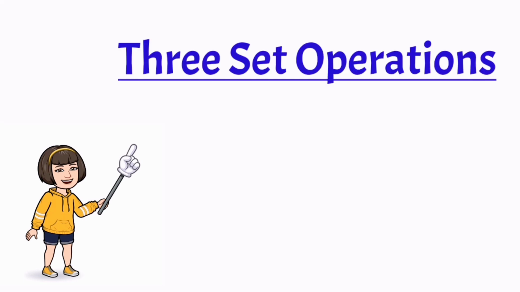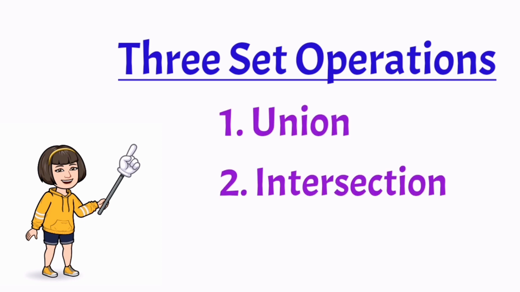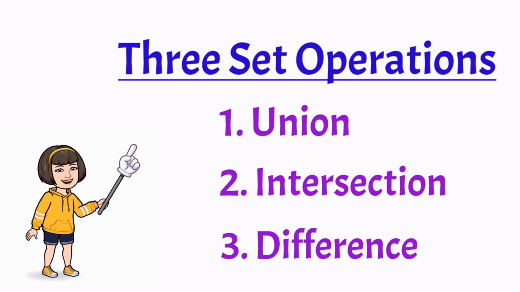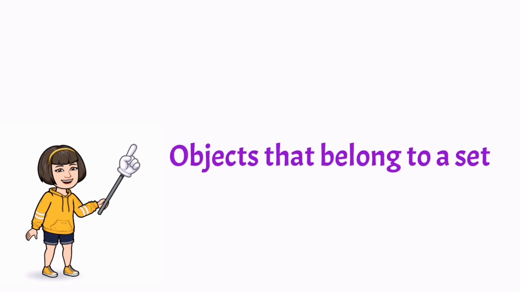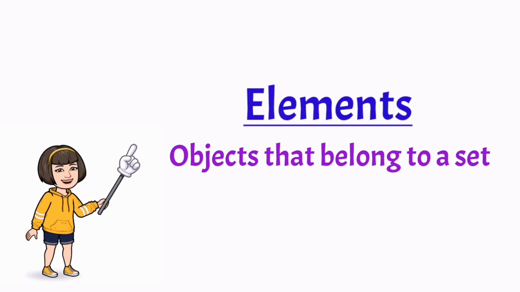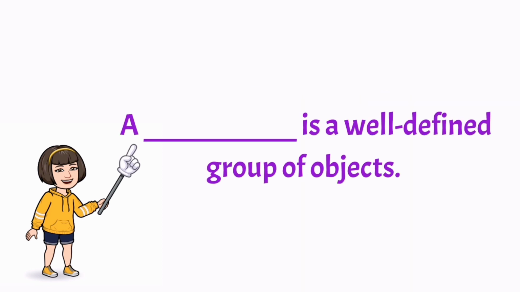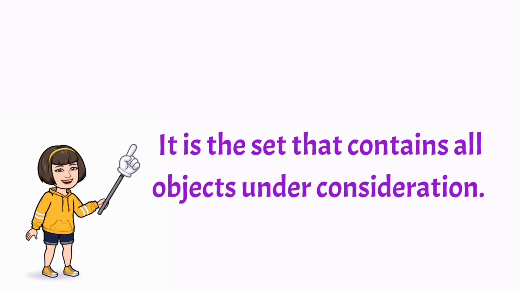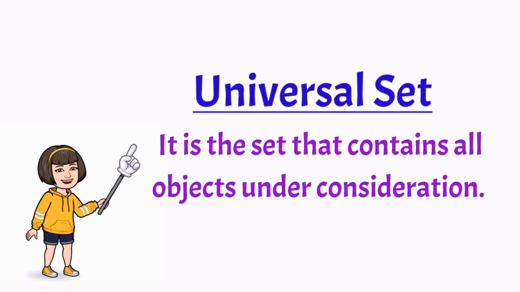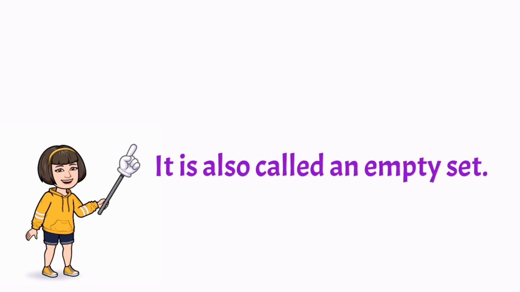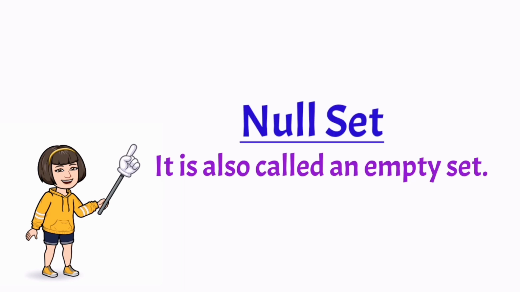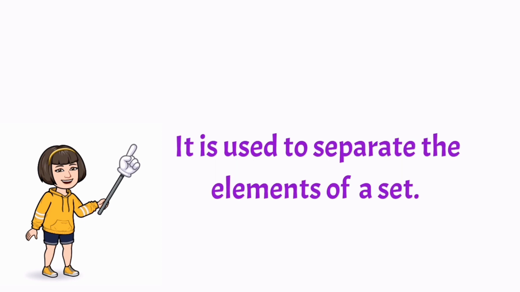The three set operations we discussed are the union, intersection, and difference of sets. The objects that belong to a set are called elements. A set is a well-defined group of objects. Universal set is the set that contains all objects under consideration. Null set. It is also called an empty set.